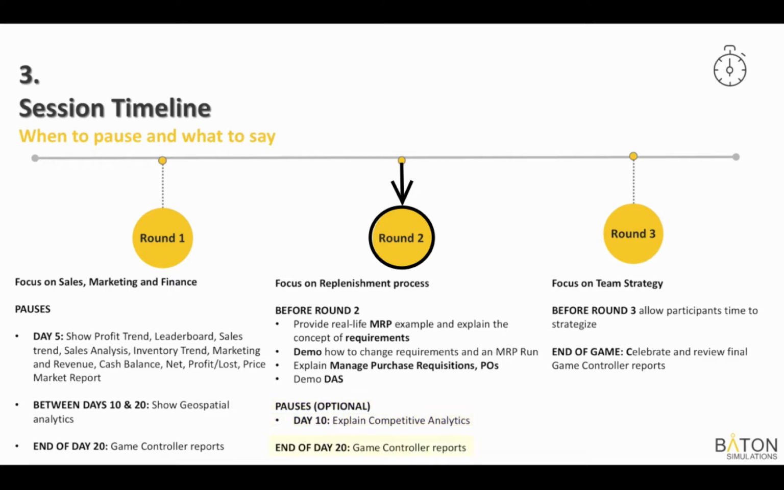At the end of round 2, you can look at debriefing for that round. Announce the winning team for the round and compare the results of all teams using the end-of-round results report found in the game controller. Also consider reviewing the leaderboard trend and price marketing report to point out any anomalies. The debriefing of round 2 is similar to the debriefing of round 1. To find more debriefing tips, refer to the debriefing module.